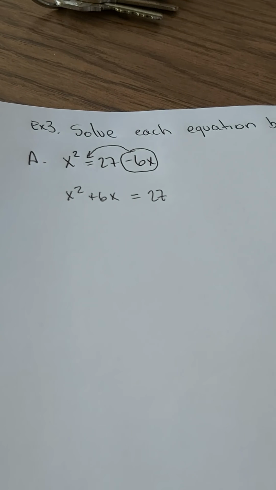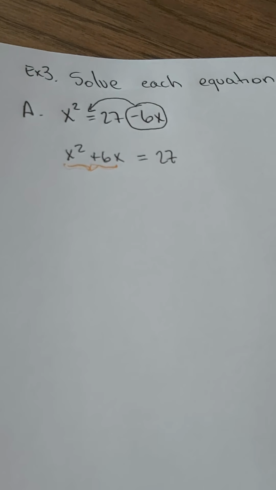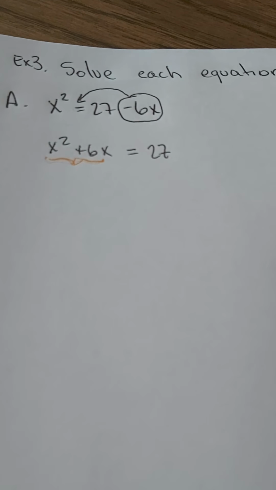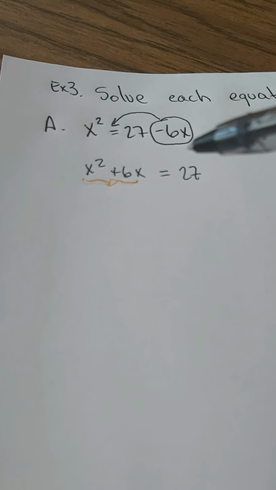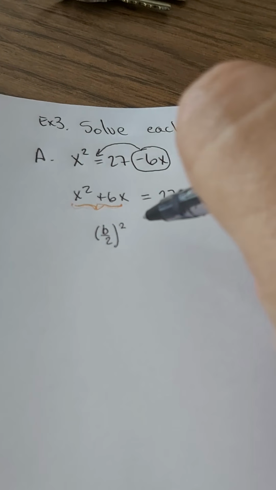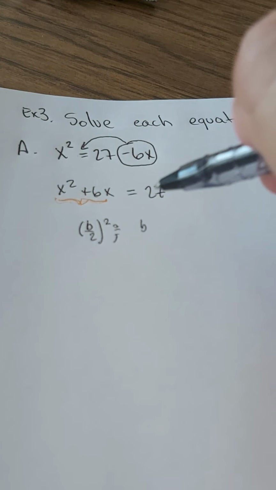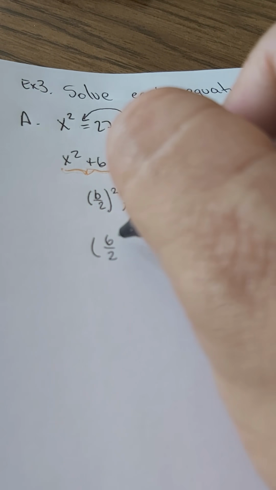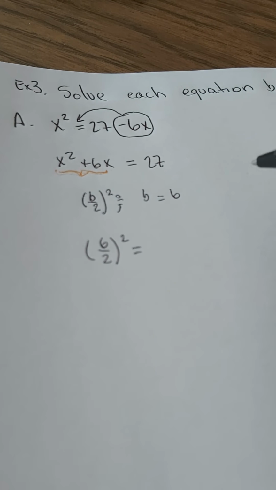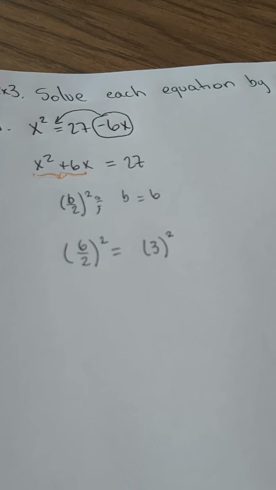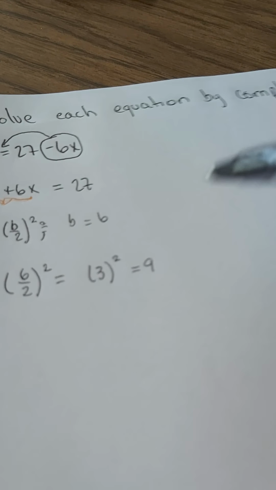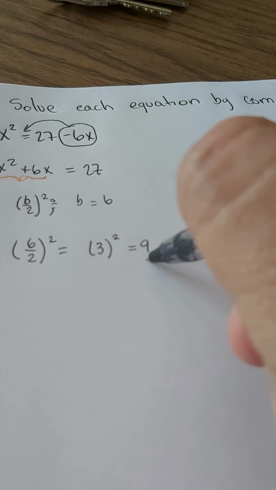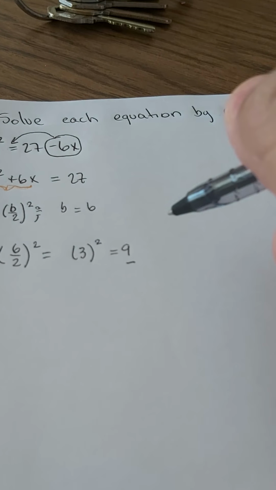Okay? Now, let's complete the square on this side. That means let's find half of b squared. In this case, b is equal to 6. So let's find half of 6 squared. Half of 6 is 3, squared. 3 squared equals 9. What we're going to do with this 9 is add 9 on both sides of the equation.